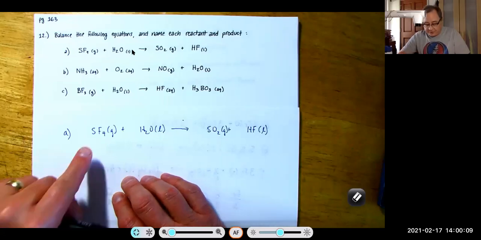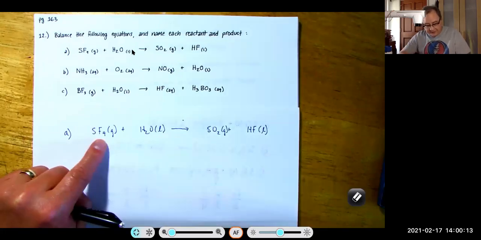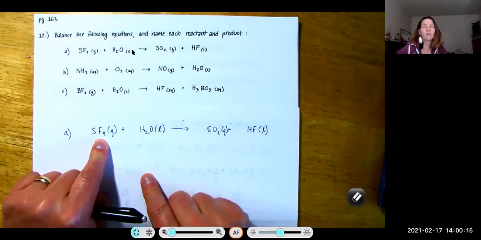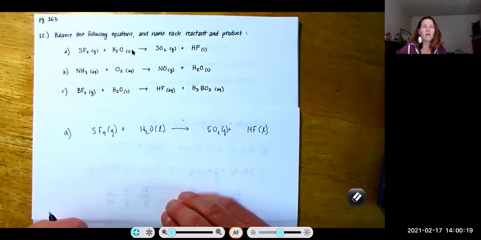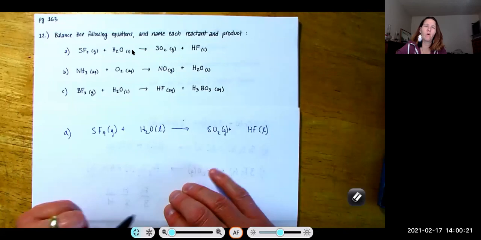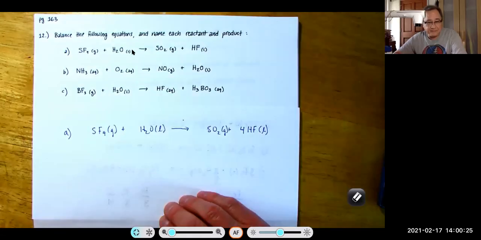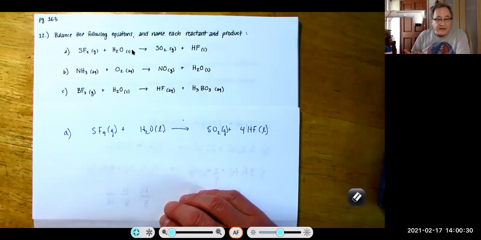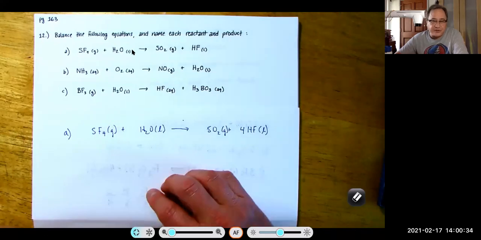How many sulfurs? 1 and 1. Okay. How many fluorines? 4 and 1. So what do you want to do? Multiply the right by 4. Like that? Yeah. Okay. So normally when I balance things, I just work from left to right. And I don't try to do the whole thing at once. I just do it element by element, normally.